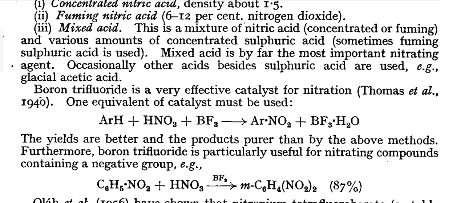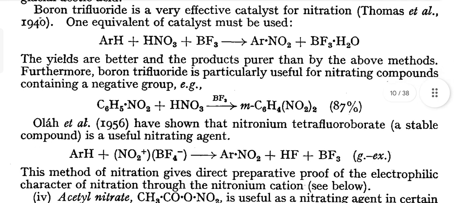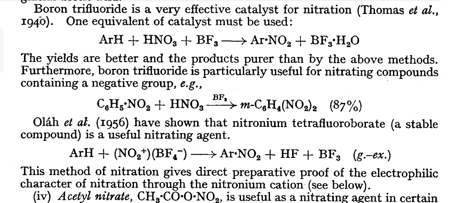Examples: glacial acetic acid. Boron trifluoride is a very effective catalyst for nitration. One equivalent of catalyst must be used. The yields are better and the products purer than by the above methods. Furthermore, boron trifluoride is particularly useful for nitrating compounds containing a negative group.